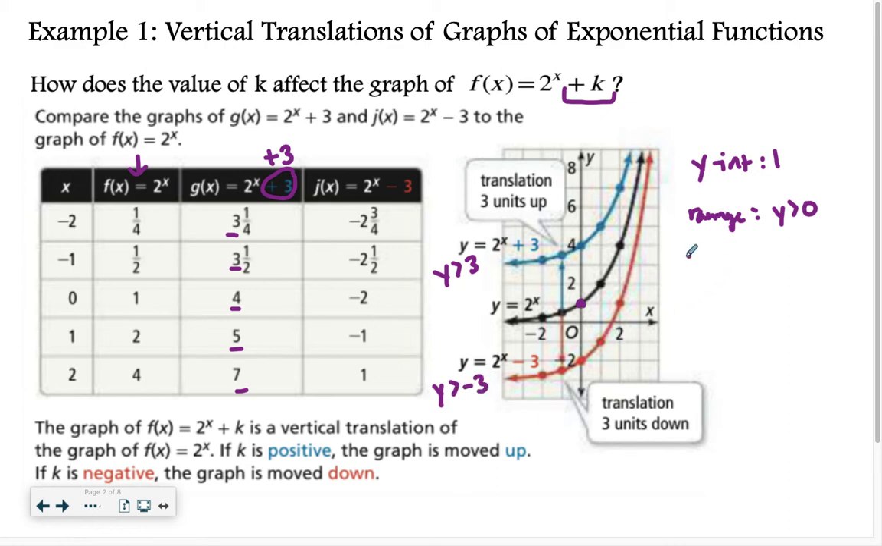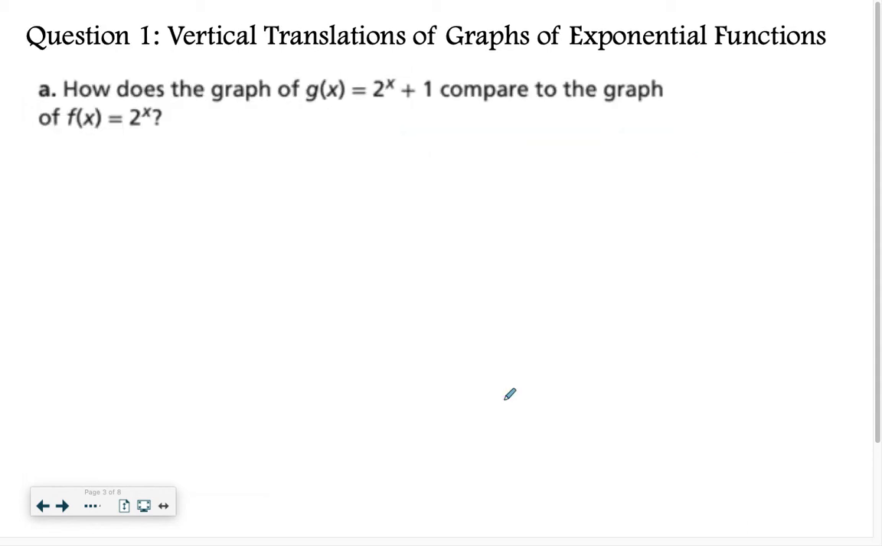So that means that my asymptote would be y equals 0 here. Over here would be y equals 3. And here would be y equals -3. Okay, so pay attention to how adding or subtracting a number on the end impacts the intercept, range, and asymptotes. All right, question number 1.